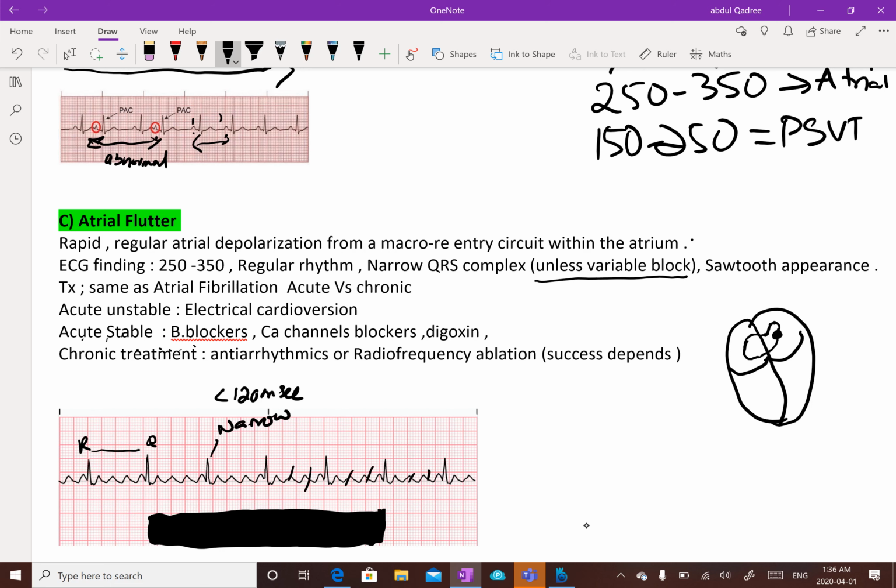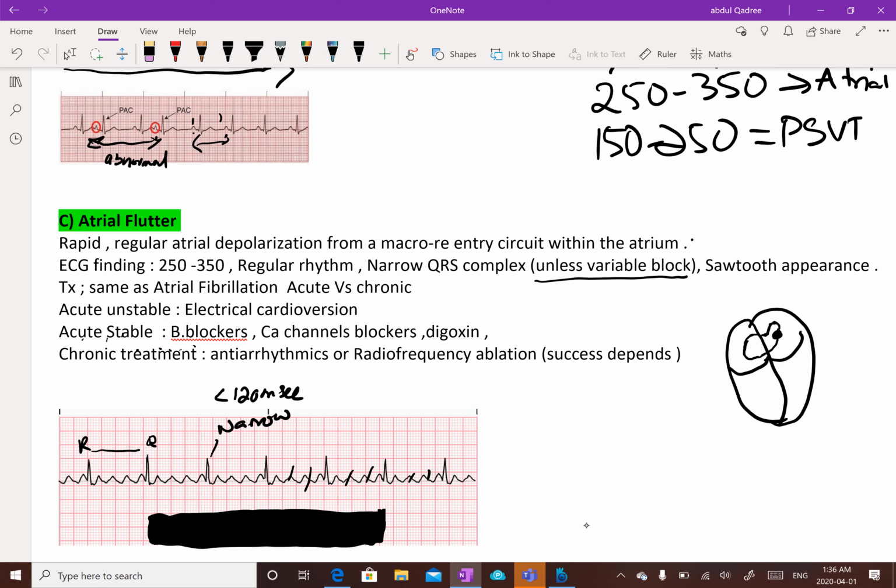Atrial flutter can arise from the left heart or the right heart. One that arises from the right heart is near the annulus of the tricuspid valve, and it can be ablated later on, but it depends on whether it is on the left side or the right side, and that affects the success. Usually the right side has better success than the left side.